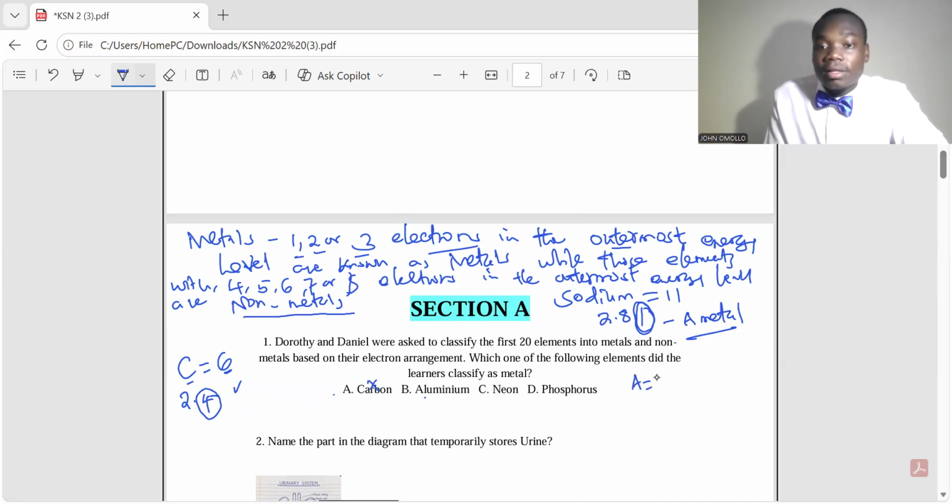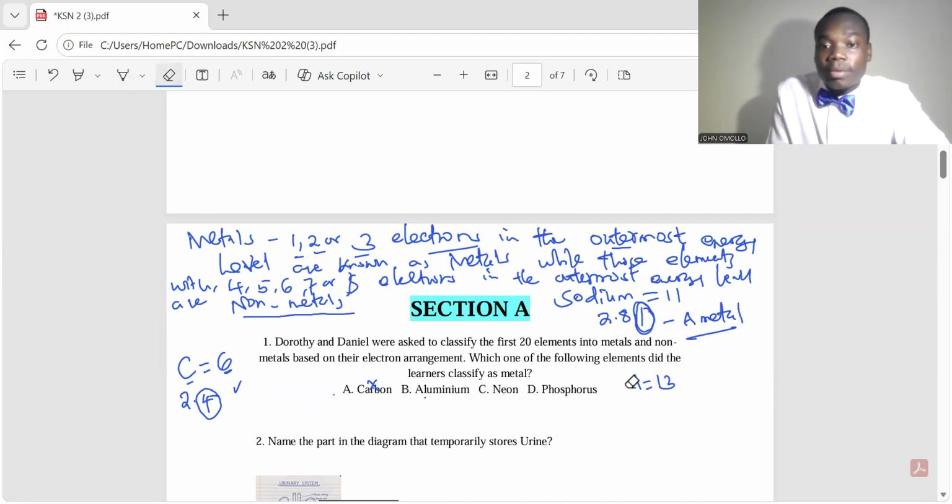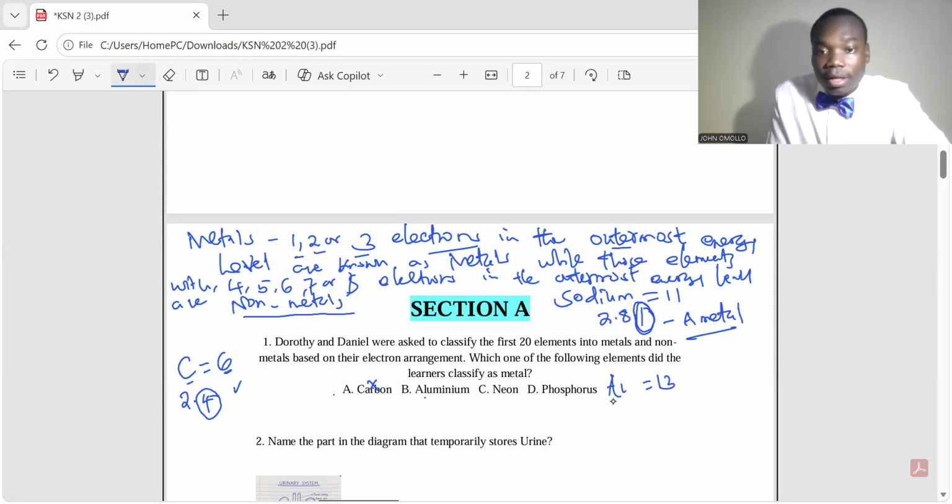Aluminium is number 13 in the periodic table. The symbol for aluminium is capital A, small l. The electron arrangement of aluminium is 2, 8, 3 because it is number 13. The first holds a maximum of 2, the second holds a maximum of 8, and 2 plus 8 is 10. How many are remaining? 3. So 3 electrons in the outermost energy level qualifies aluminium to be a metal. So in that case, our answer is choice B.